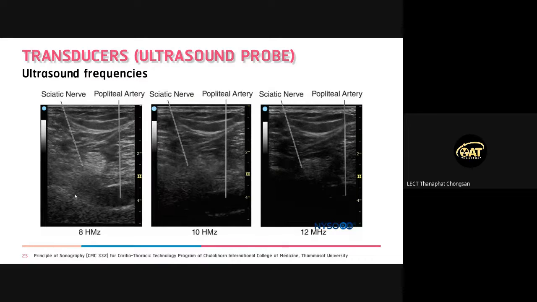Okay, there is an image displaying a comparison between several ultrasound frequencies. We can see that when we increase the ultrasound frequency, we cannot see detail in deep positions.